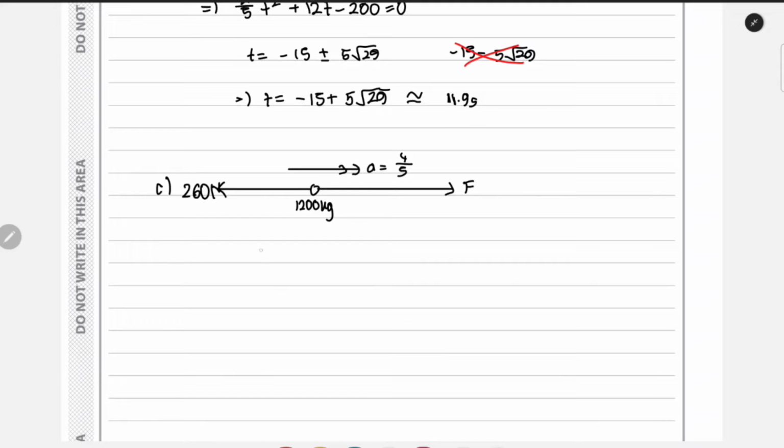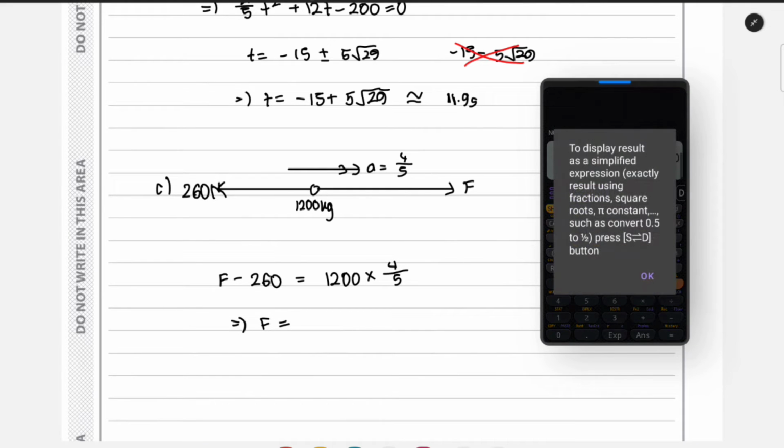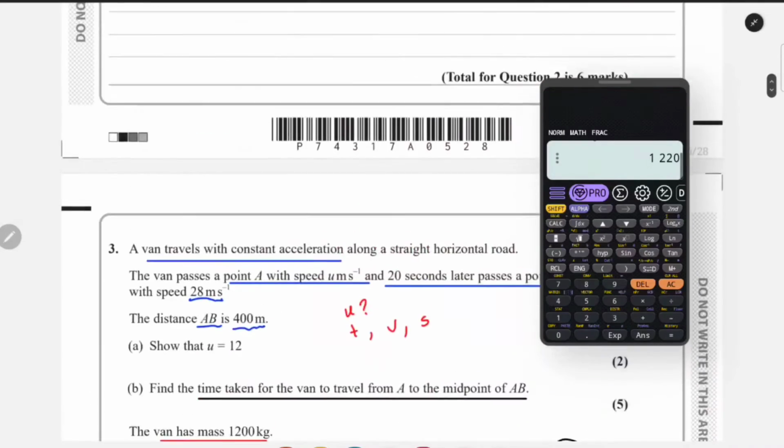If we use F equals ma here, the unbalanced force will be F minus 260 equals 1200 times 4 by 5. So the force will be 1200 into 4 by 5 plus 260. So we'll get 1220. So the driving force will be 1220 newtons.